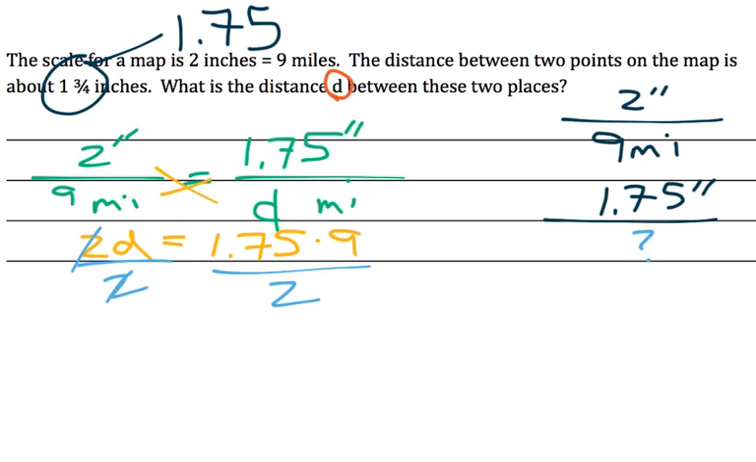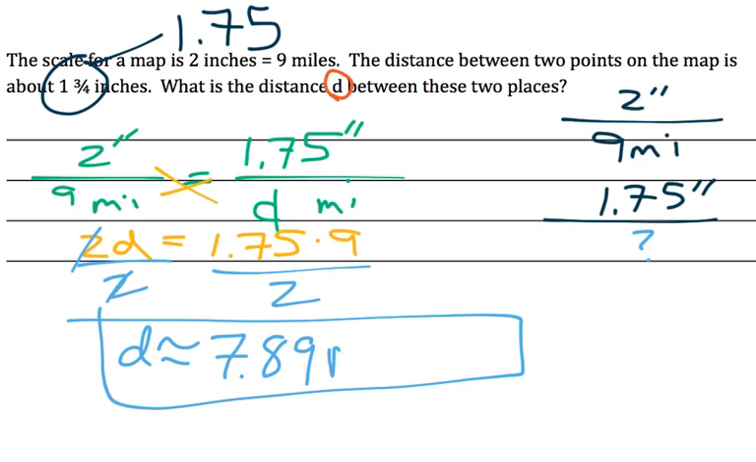And then I type this into my calculator, and I get d is equal to approximately 7.89 miles.